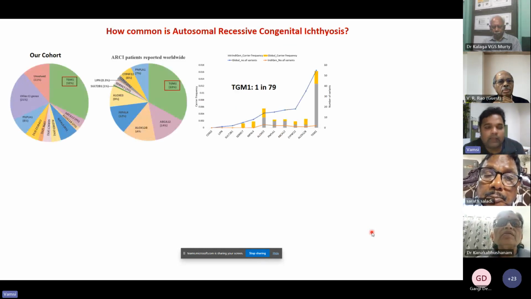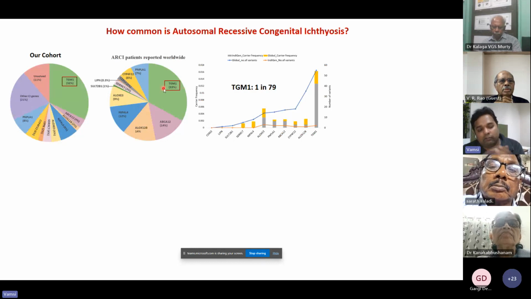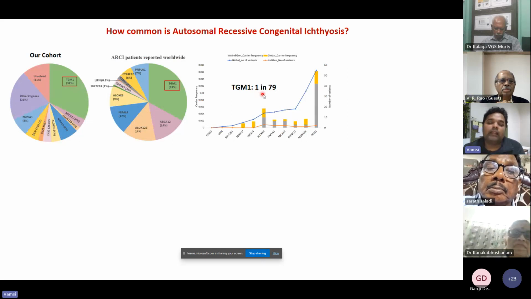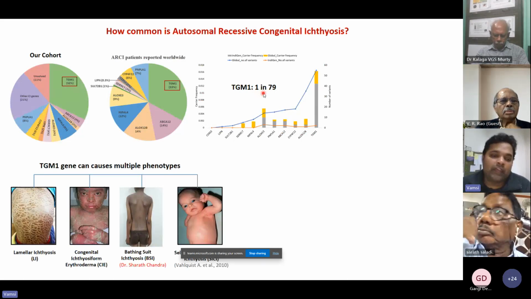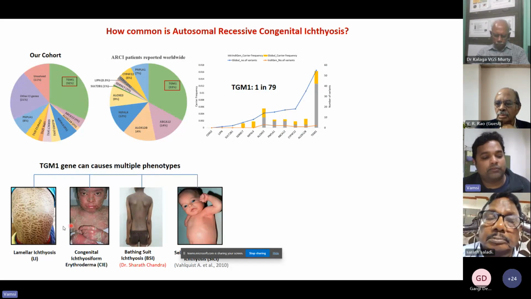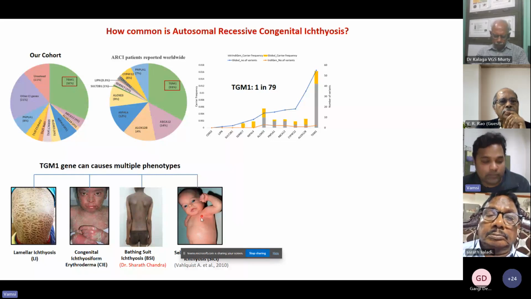So coming back, we are characterizing our own cohort with whatever is the spectrum. With the patient-wide reports, worldwide reports and our cohort, we find that TGM1 is very common. Leveraging population data, we still see that TGM1 is a very highly implicated gene. It is more common than what we assume. And TGM1 is important because it causes varied phenotypes, ranging from a severe phenotype, as you see in lamellar ichthyosis and congenital ichthyosiform erythroderma, to a much milder phenotype, as in self-healing collodion baby or bathing suit ichthyosis.